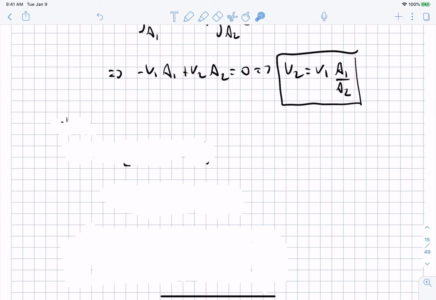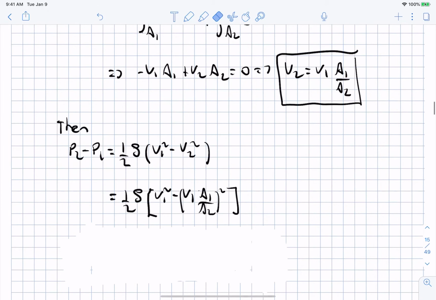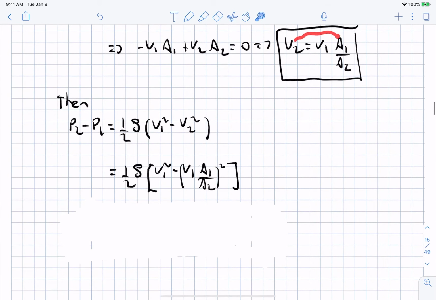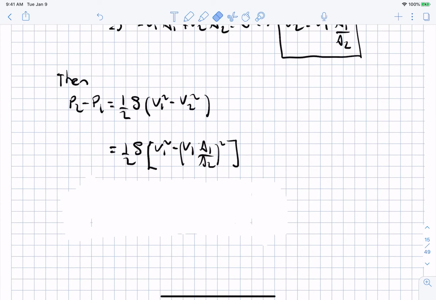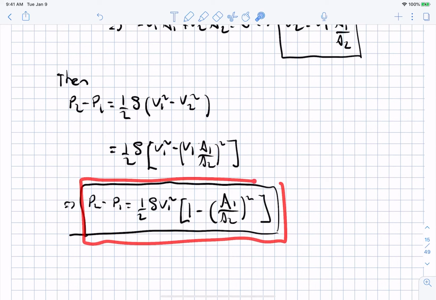Okay. Then, so now we know v2, we can then go back to our original problem where we wanted to find the pressure difference. Recall that the pressure difference was just given by P2 minus P1 is equal to 1/2 rho times V1 squared minus V2 squared. And that equals 1/2 rho times V1 squared. And I'm going to take this result for V2 and substitute it into here. And I get this expression here. And then I go through and simplify.